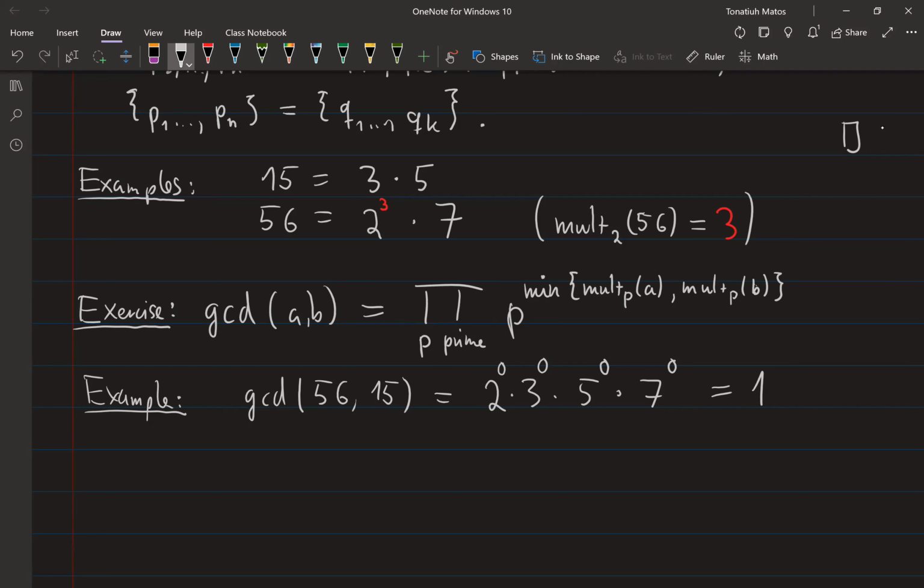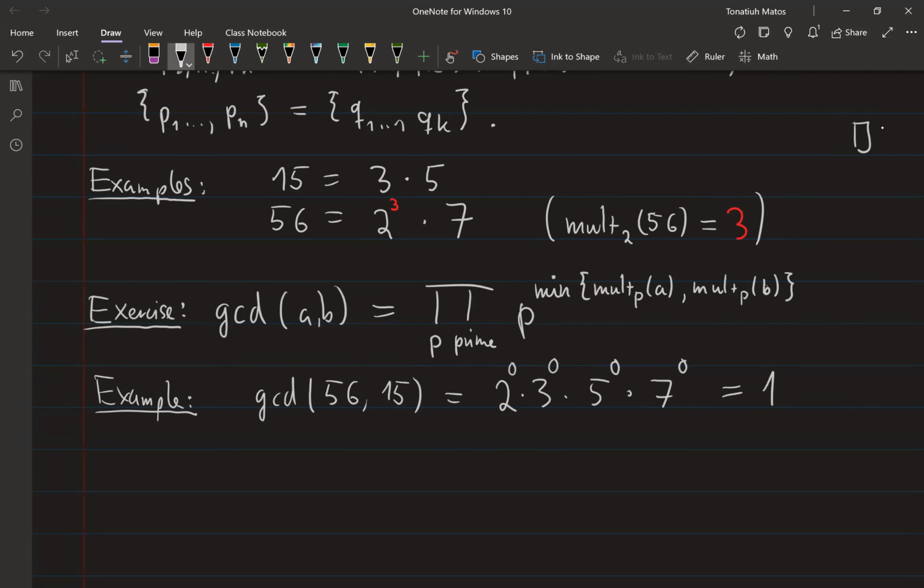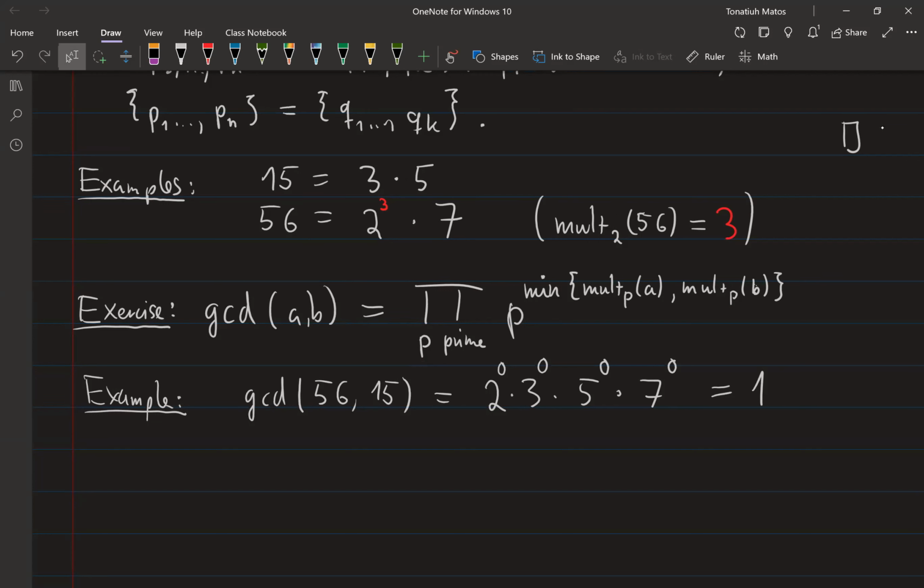And if you scroll up to I think the example that we did in class of the extended Euclidean algorithm, we got the same answer, but this was way quicker than applying the Euclidean algorithm because we already had the factorization.